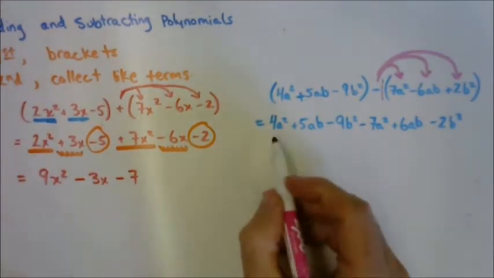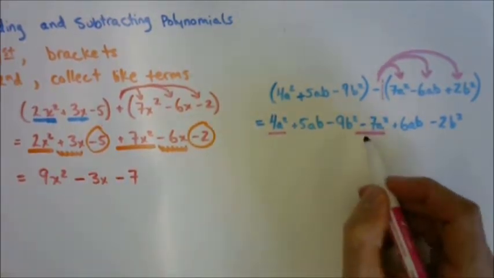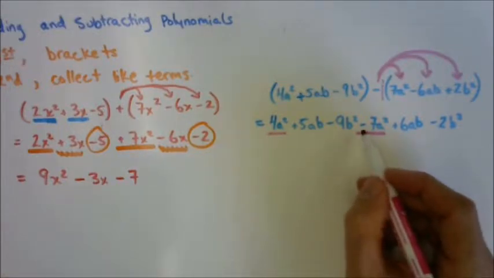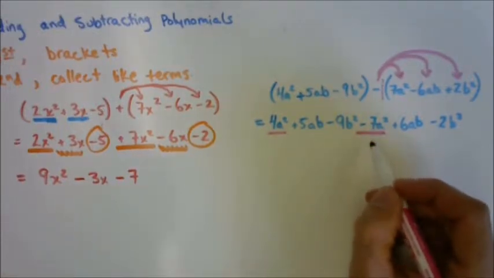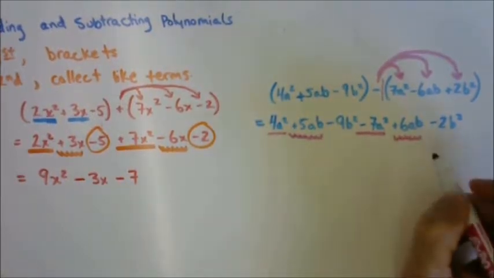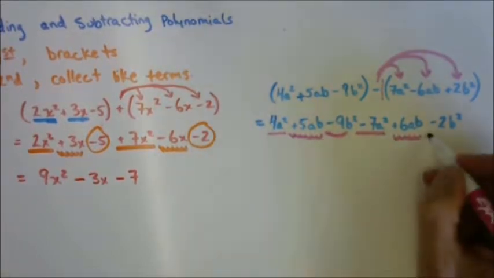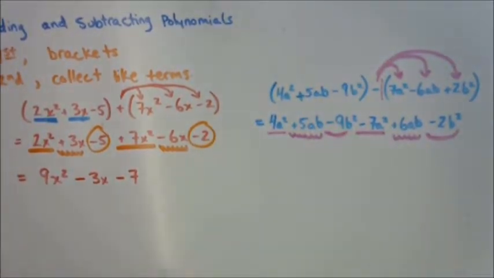Now again, just like before, we're going to group like terms. I see I have an a squared term here and an a squared term here. Always keep the sign that belongs to the term. So this negative sign belongs with 7a squared. Then we have 5ab and 6ab, and then we have negative 9b squared and negative 2b squared.